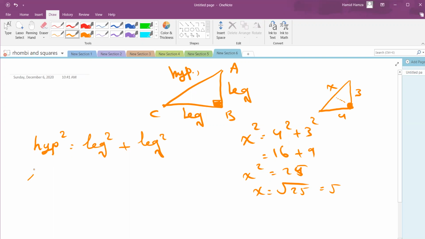What if one of the two legs is missing? That means we will use this formula: leg squared equals hypotenuse squared minus the second leg squared. Okay, so let's go back to our question.